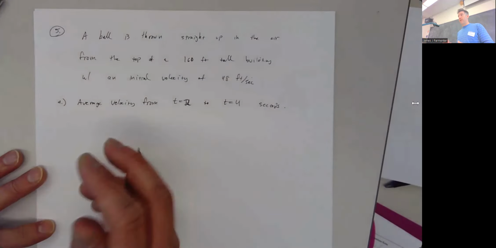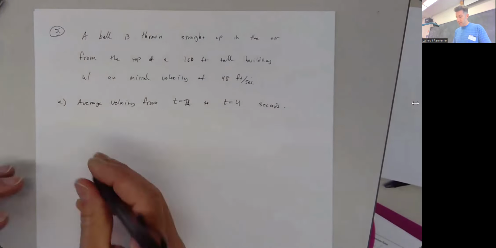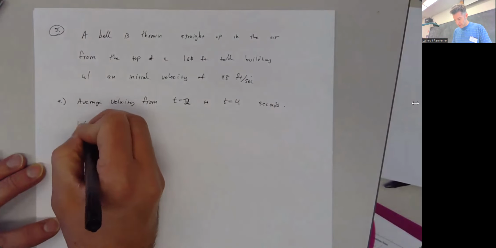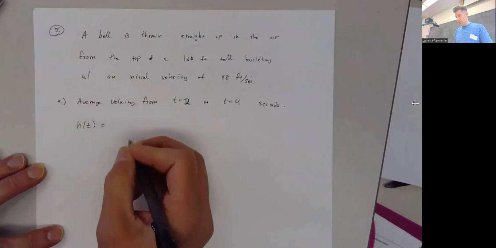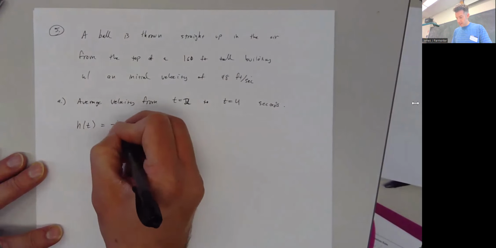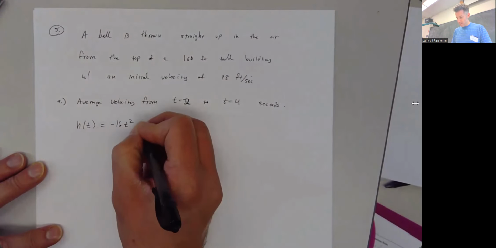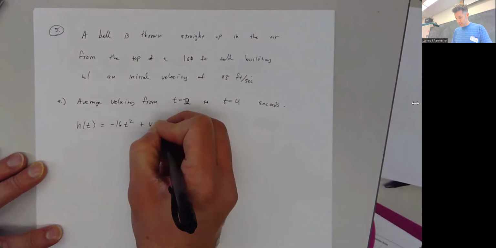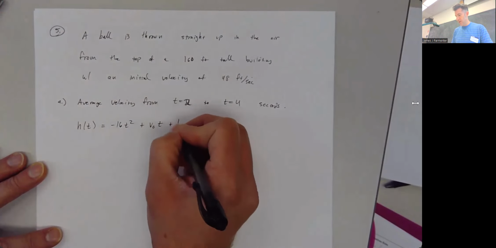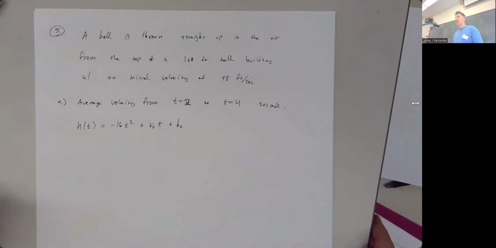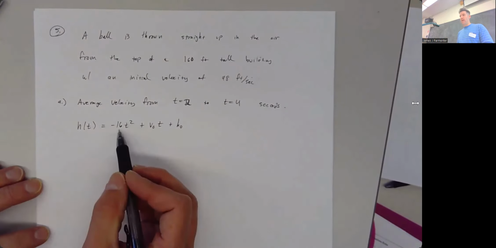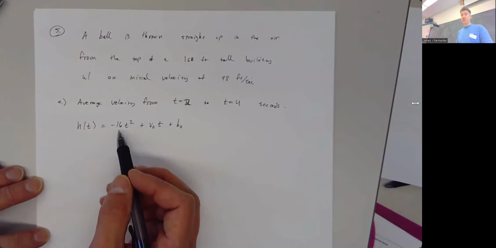The position equation of an object thrown into the air is typically given by the height at time t is equal to negative 16t squared plus the initial velocity times time plus the initial height. That is your general equation for throwing an object in the air in the US system of measurement. If it was the metric system, that'd be a negative 4.9 instead of negative 16 there.